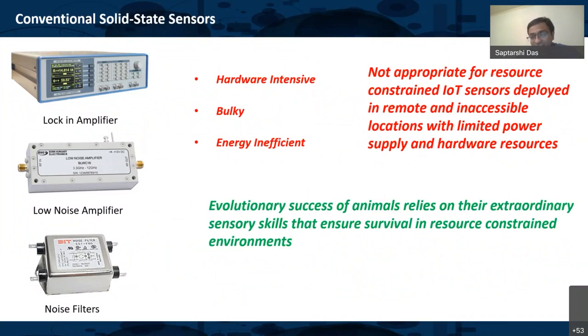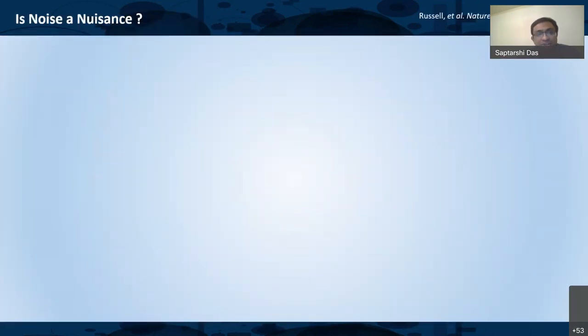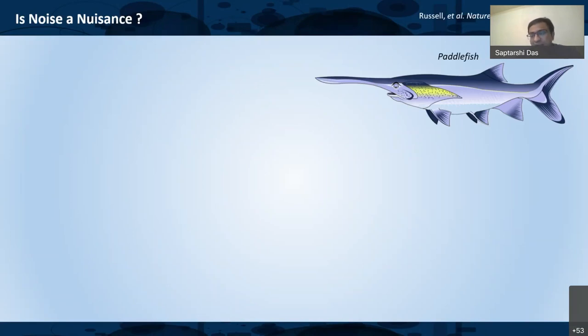But interestingly, many animals actually survive in resource-constrained environments by exploiting noise. So here I'm going to give you an example of whether nature thinks that noise is a nuisance or not. This is a paddlefish, and the paddlefish can be found in the Mississippi River in the US or in the Yangtze River in China. This particular paddlefish survives by feeding on the zooplankton called Daphnia. Now, these rivers where this paddlefish can be found are actually very muddy. So you can't really see anything once you are inside the water.